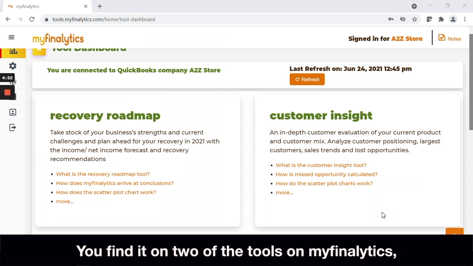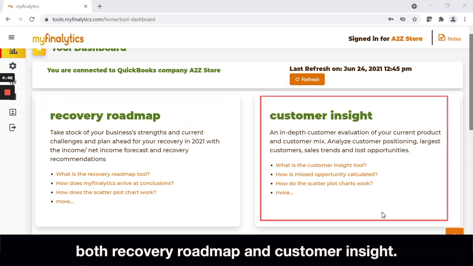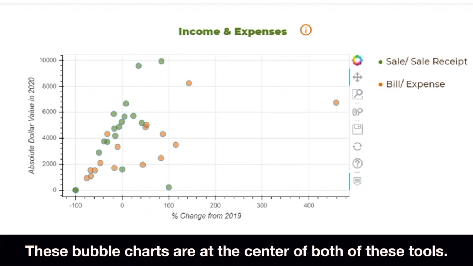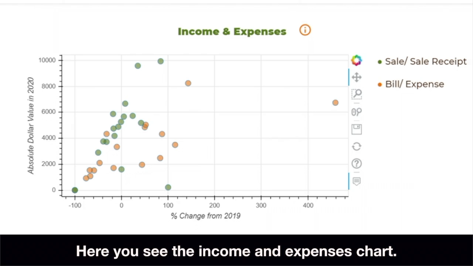You find it on two of the tools on myfinalytics, both Recovery Roadmap and Customer Insight. Let me show you what I mean. These bubble charts are at the center of both of these tools. Here you see the income and expenses chart.